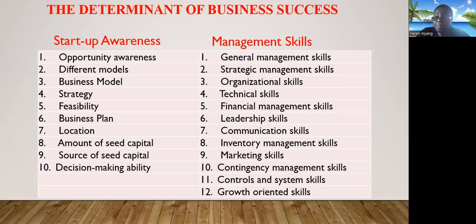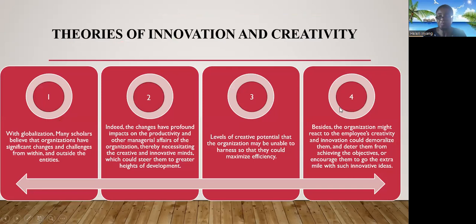Marketing skill: there are some people that will have very good products, but they don't have what it takes to market their product, to sell it, to make it sellable. Marketing skill is also very, very important. Contingency management skills too are very important. Control and system skill: you control your business, the system you use. And then growth-oriented skill. You can't be static; business is dynamic. You must at least give your business room for expansion. This is what we need. So these are the determinants of business success. If you embrace these, then you are bound to succeed in business. But if you don't have a good knowledge of all this, then there is a question mark.